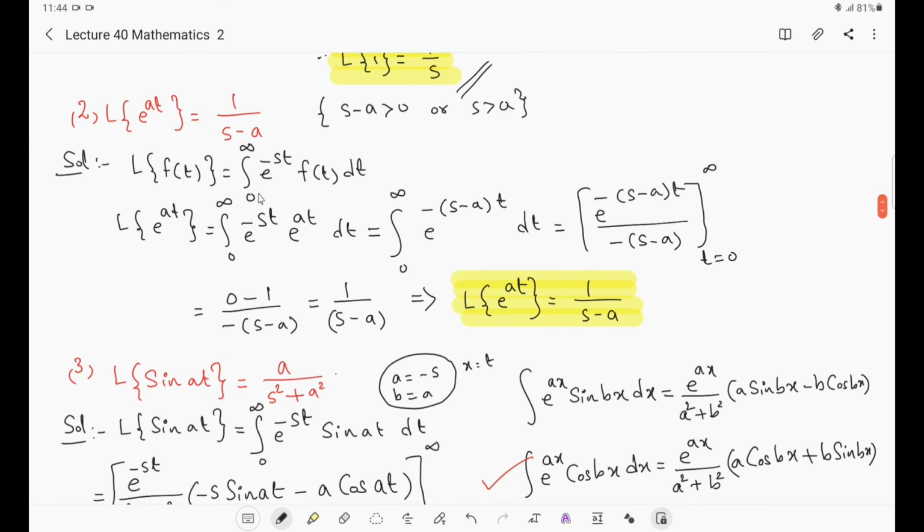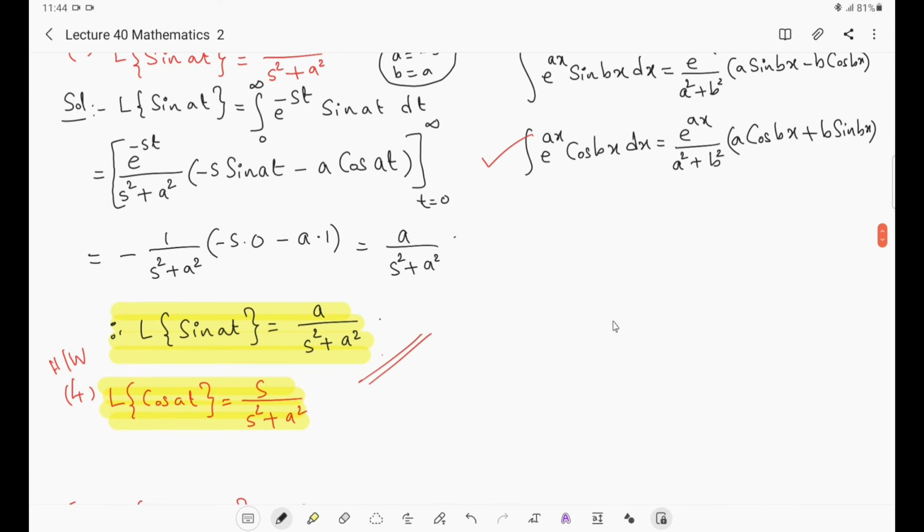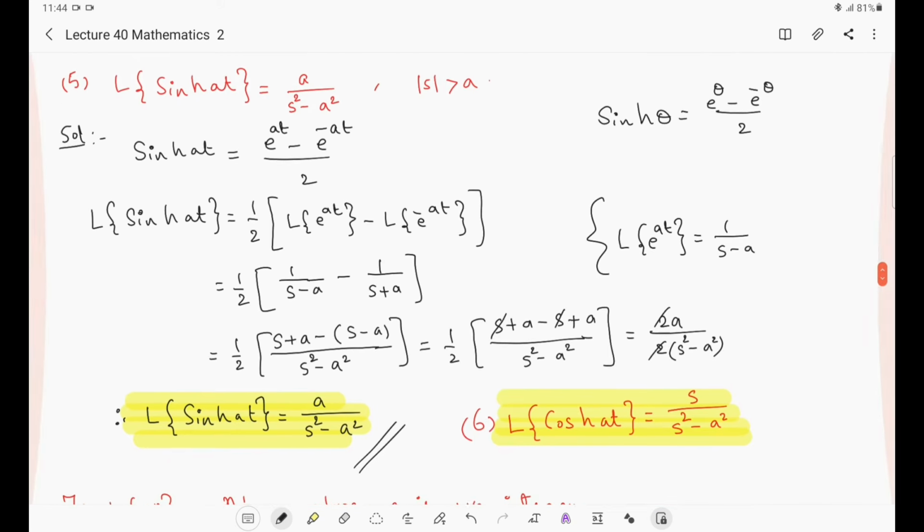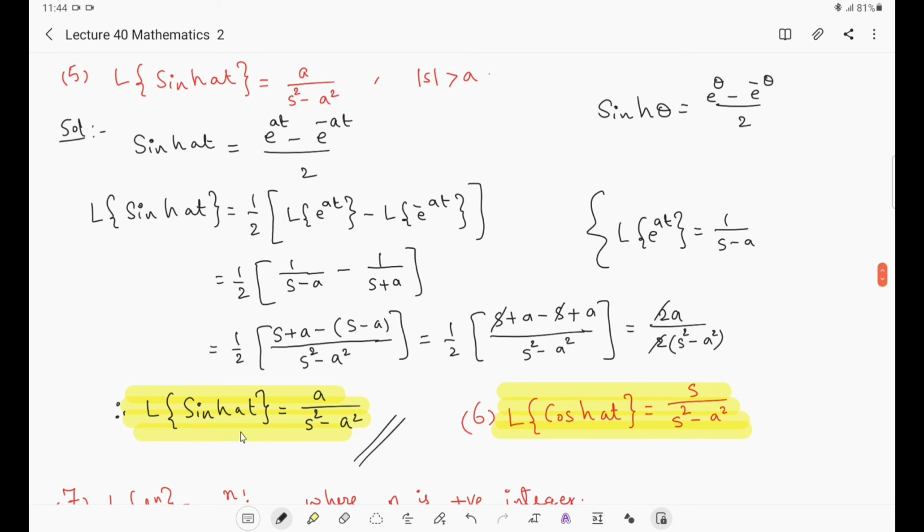Then the second one is the Laplace transform of e power at, which is 1 by s minus a. Then the third formula is the Laplace transform of sin at, which is given by a by s square plus a square. Then the fourth one is the Laplace transform of cos at, which is given by s by s square plus a square. Then the fifth one is the Laplace transform of hyperbolic sin h at, which is given by a by s square minus a square. Then the Laplace transform of cos h at is given by s by s square minus a square.